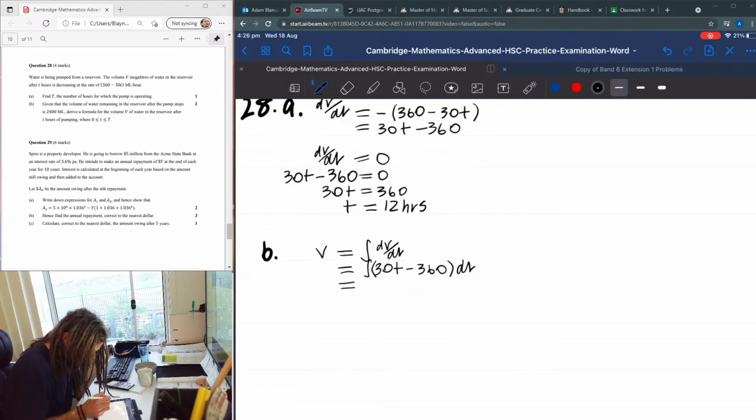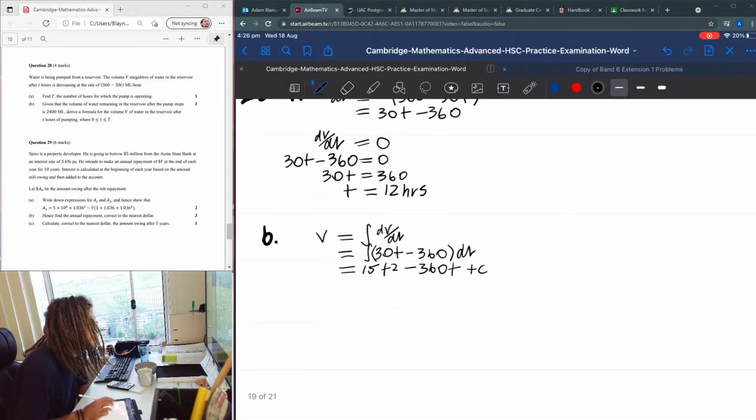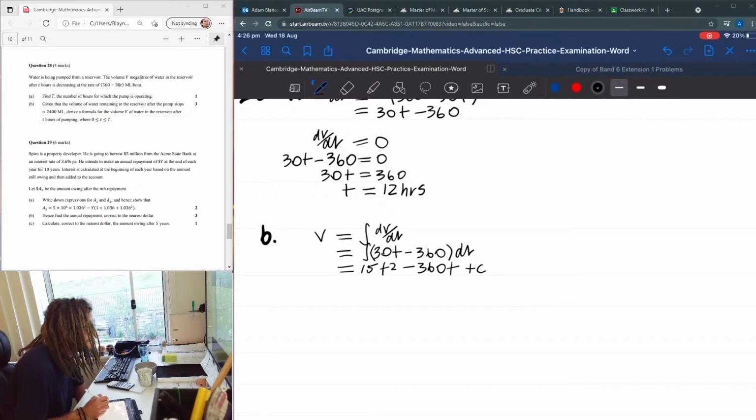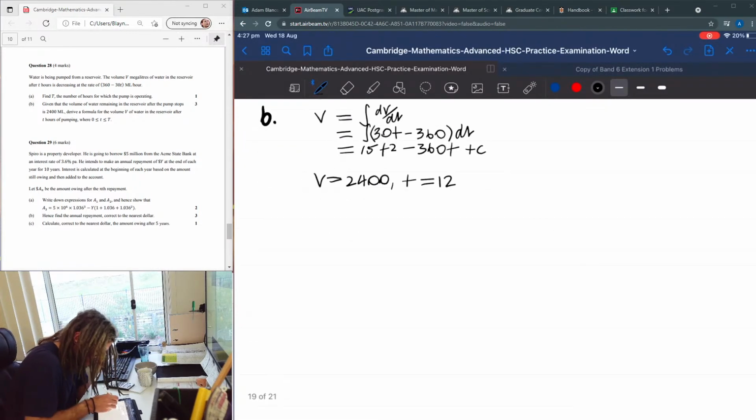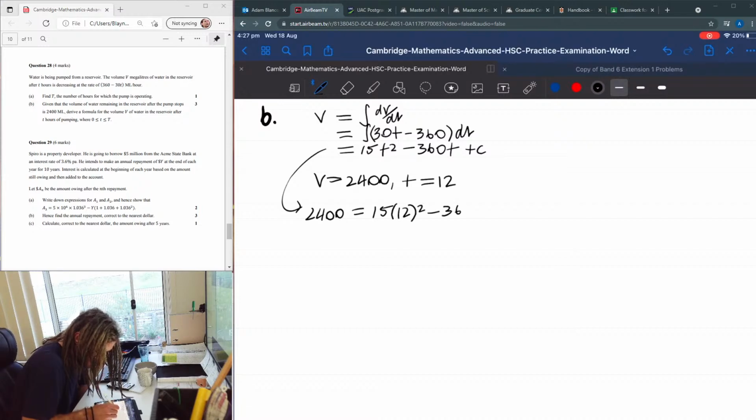Okay, that's equal to 30 divided by 2, that's 15t squared minus 360t plus C. They told me some initial conditions. It's that the volume is 2400, so volume is 2400 at time after the pump stops. So that's at time 12. And last question. Okay, so that means subbing it into here, 2400 equals 15 times 12 squared minus 360 times 12 plus C. The whole point of this is to find out what C is.